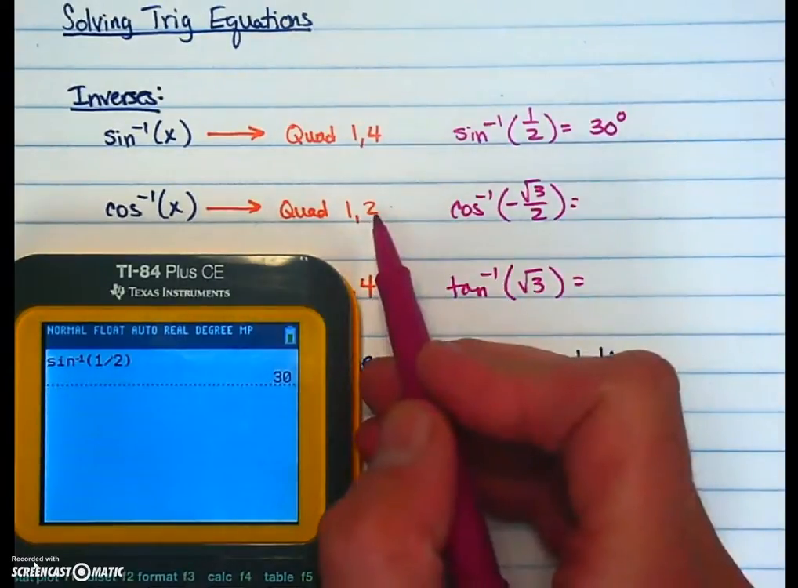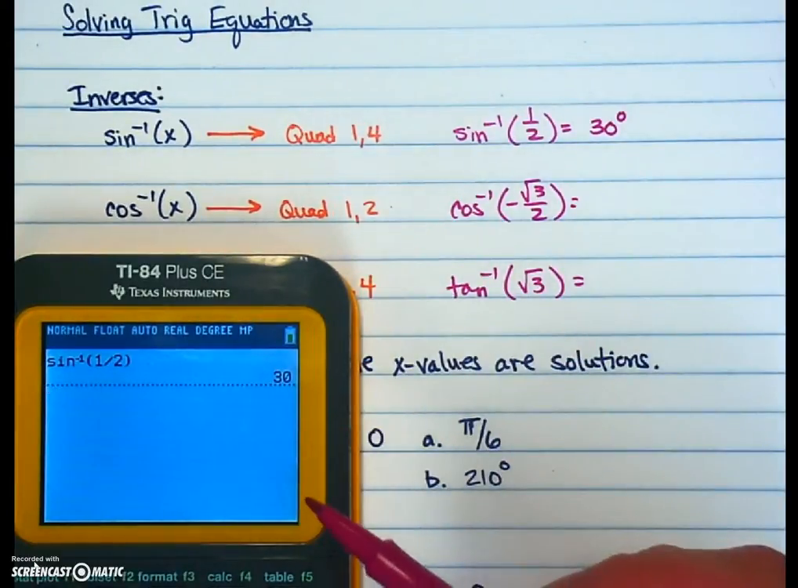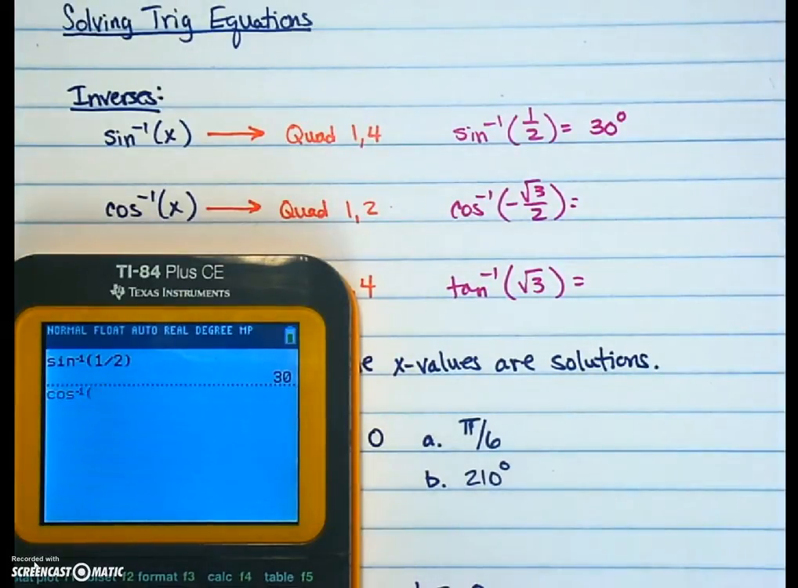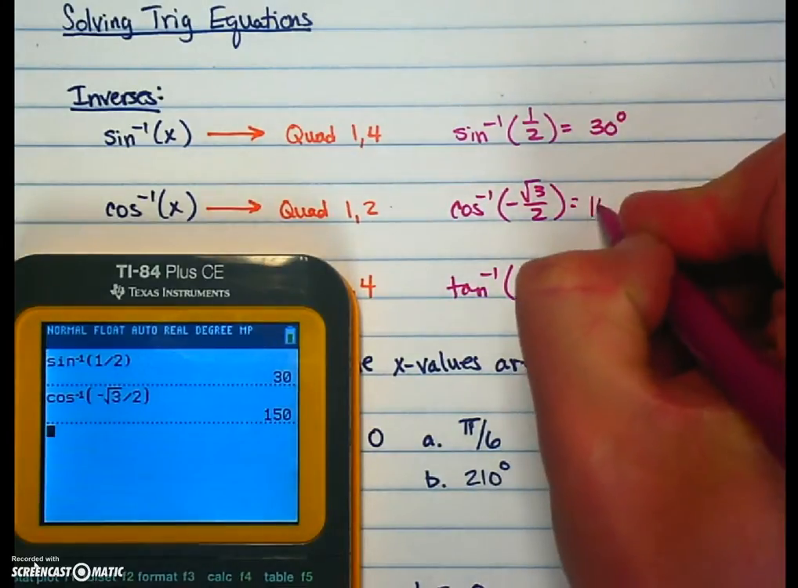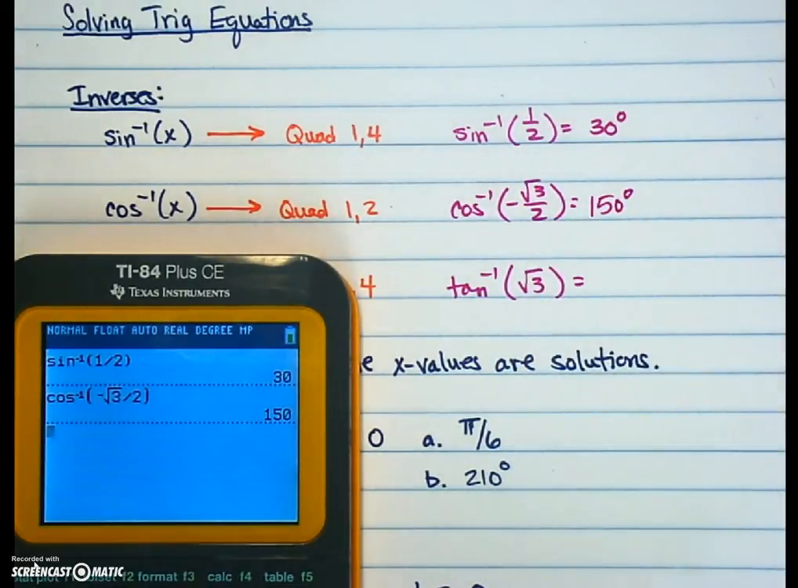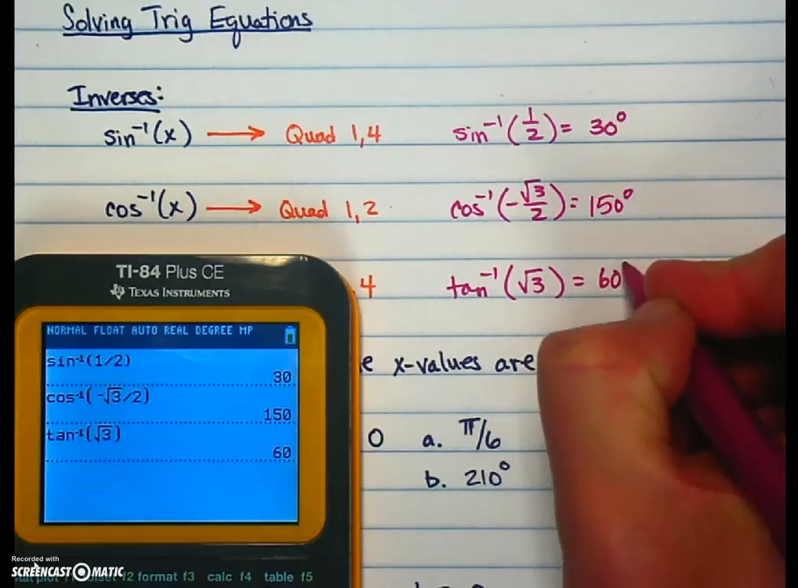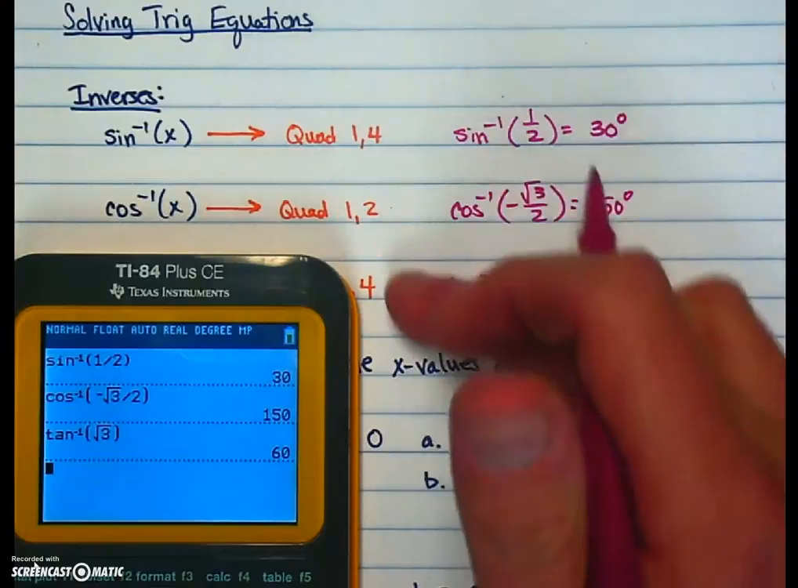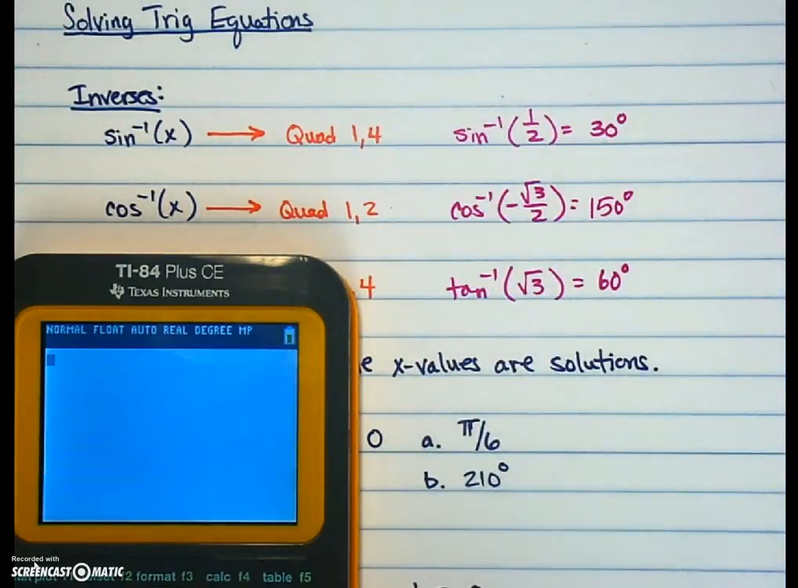Let's do the next one. Cosine inverse, we're only looking in quadrants 1 and 2, and here again, the calculator is automatically going to give you quadrants 1 and 2. So we go second cosine, negative square root 3 divided by 2, and it gives me 150 degrees. Kind of nice. And we can do the same thing for tangent, inverse tangent of square root of 3, and it gives me 60 degrees. It's nice having the calculator because it automatically restricts those domains, so we're going to use that when we're solving.